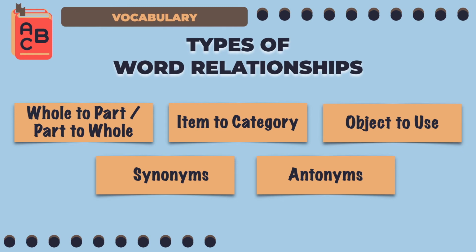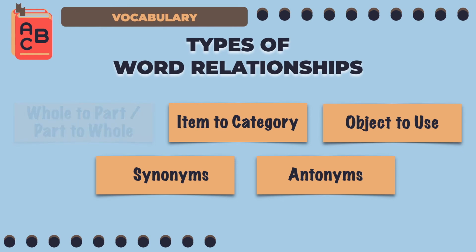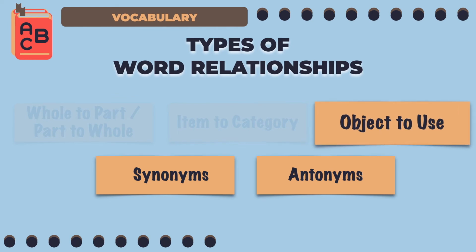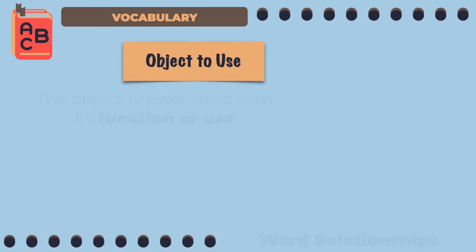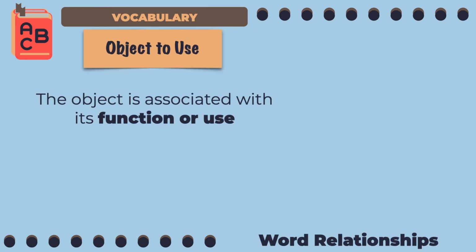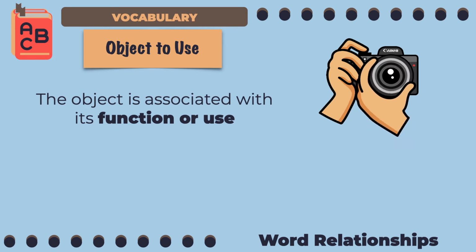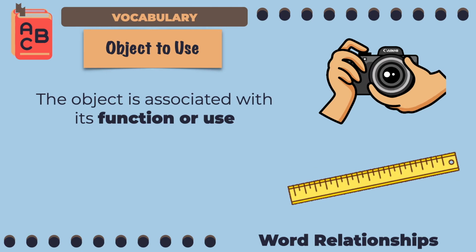So we are now done with 2 of the word relationships, whole to part or part to whole, and item to category. Let's now discuss object to use type of word analogy. In an object to use word analogy, the object is associated with its function or use. For example, the purpose of a camera is to take a photograph. On the other hand, the purpose of a ruler is to measure.